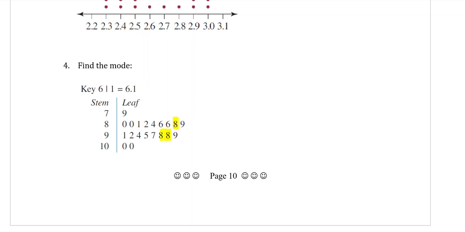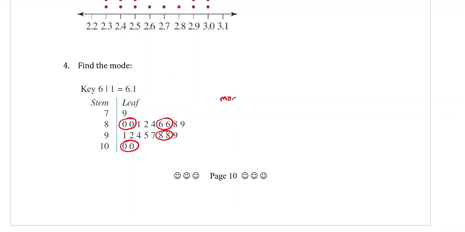Do I have anything happening more than twice? No, I have 2 zeros there, I have 2 6s there, the 2 8s there, and 2 zeros. So this one actually has 4 modes.